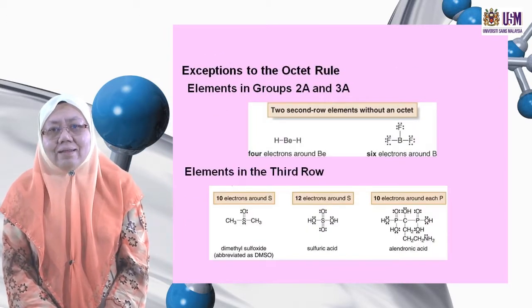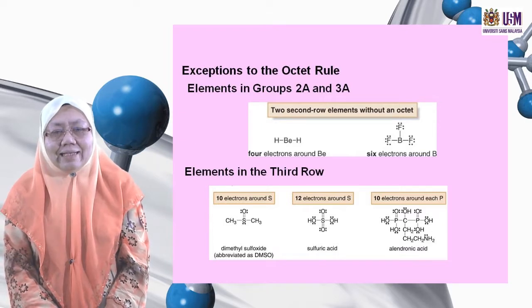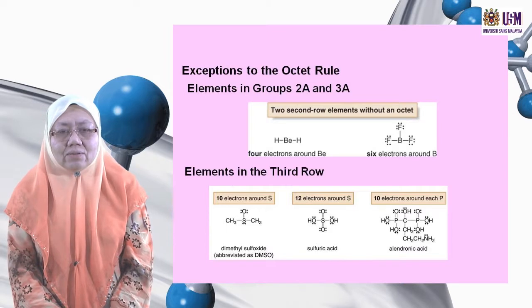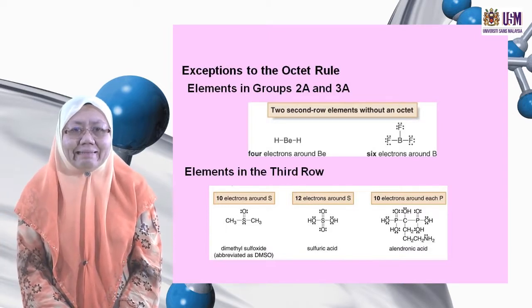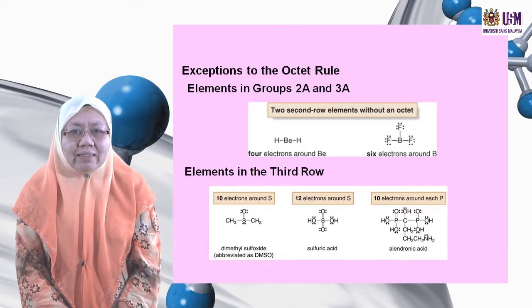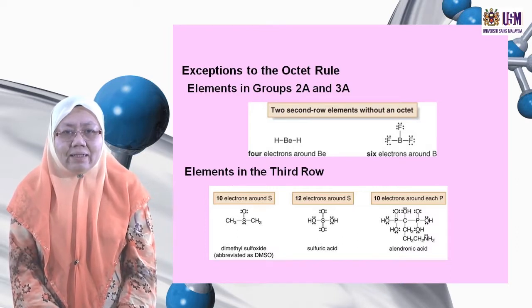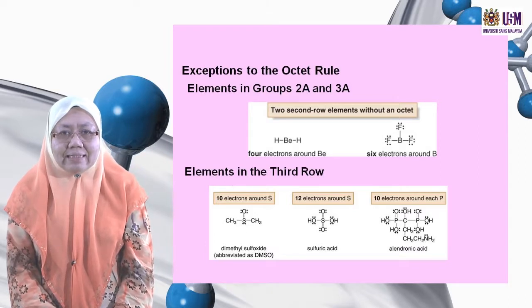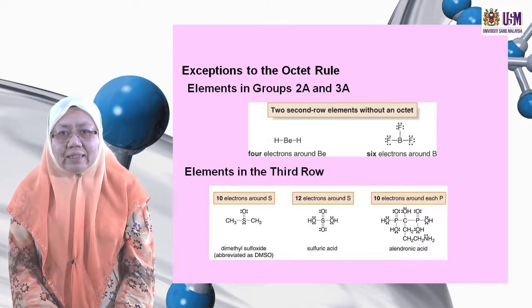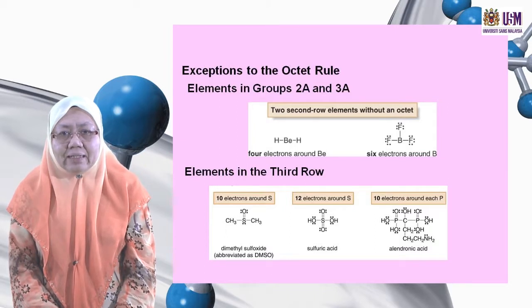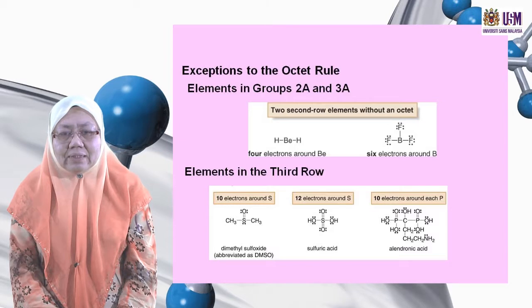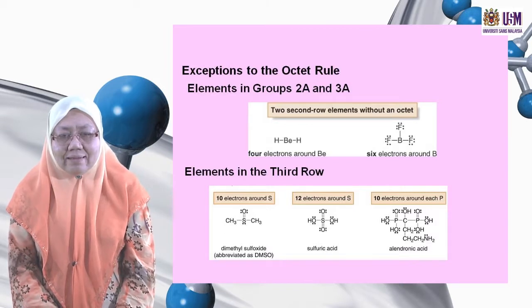Not all elements in the periodic table will follow the octet rule. There are some exceptions to the octet rule. As we can see, elements in groups 2A and 3A, for example, we have BeH2. A beryllium in group 2A can only form two bonds. And we can see there are actually only four electrons around this beryllium atom. And in BF3, a boron in the middle, which is attached to three fluorine atoms, has only six electrons.